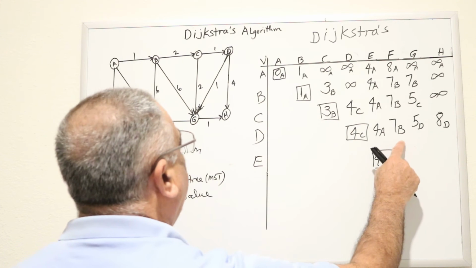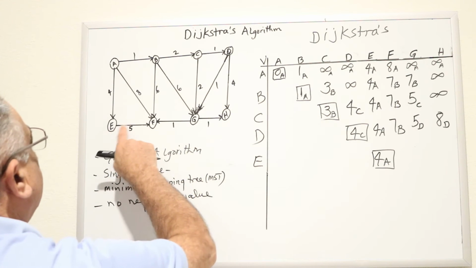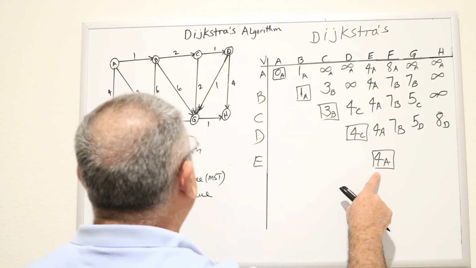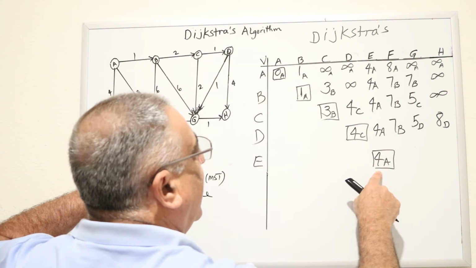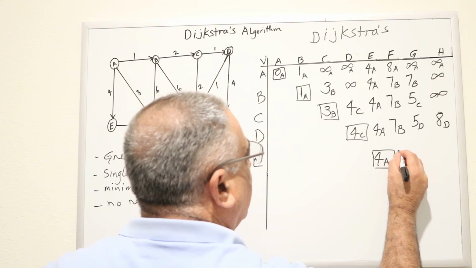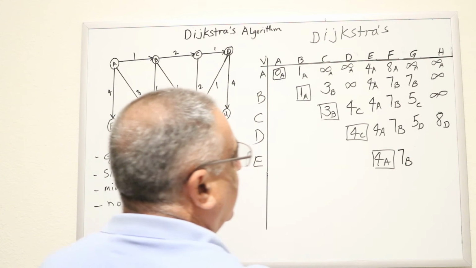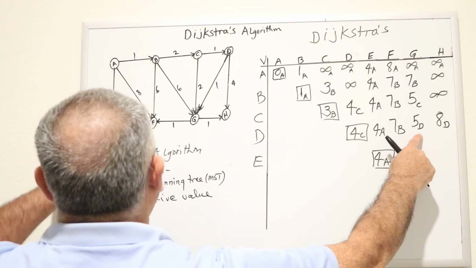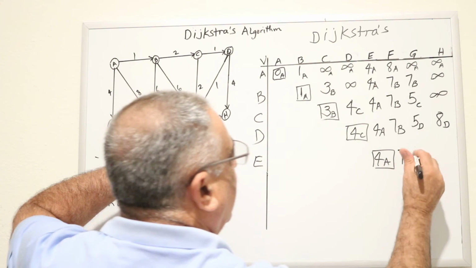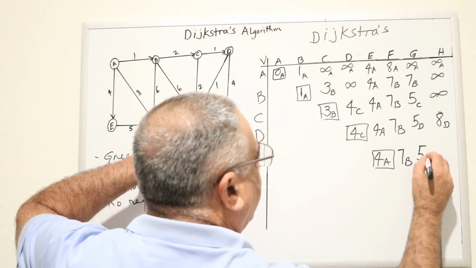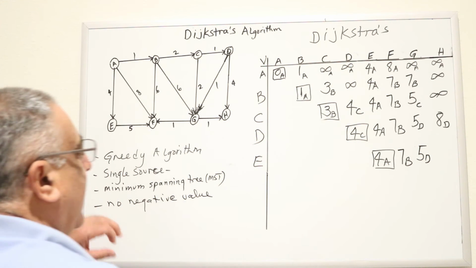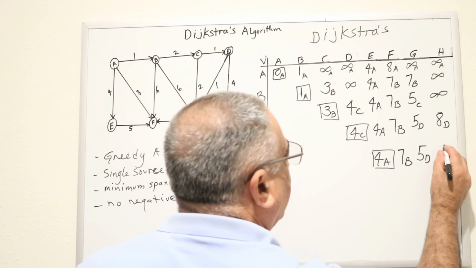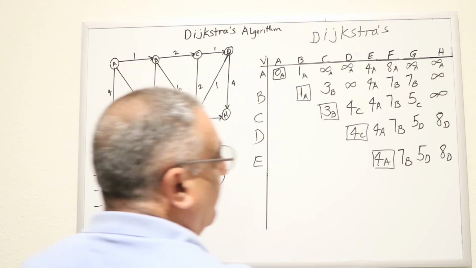Now E to F. E to F, that's a 5. 5 plus 4, that's a 9. But I have a 7. So leave the 7 there. That's cheaper, less amount. E to G, there is no direct link. I have a 5, so I'm going to leave the 5 there. E to H, there is also no direct link. I'm going to leave it there.